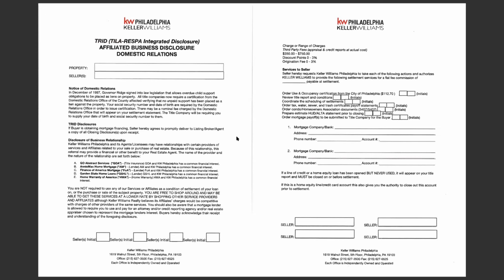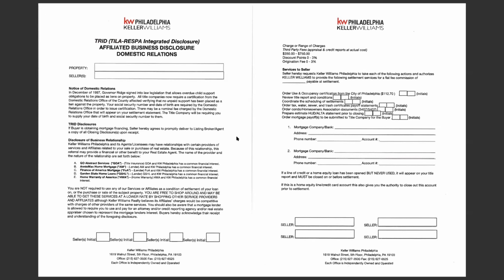TRID disclosure talks about the obtaining of mortgage financing. Business relationship, how Keller Williams agents have a business relationship with Annie Mac, Go Abstract, Finance of America, Cinch Home Services, which is our home warranty company. That does change on occasion. We just need to let the seller know that we have these other companies that we are associated with.